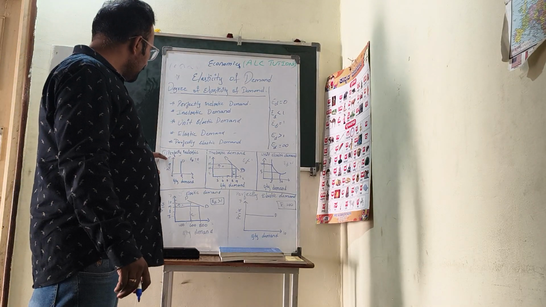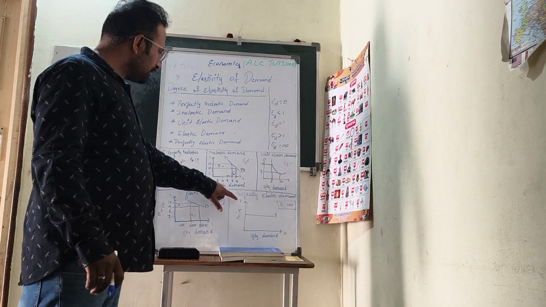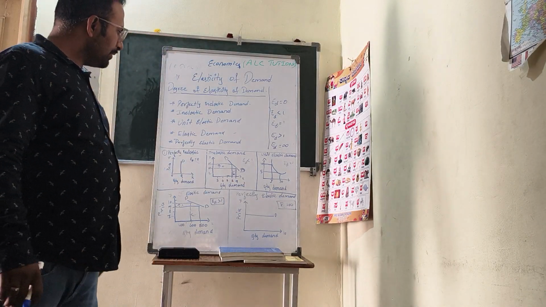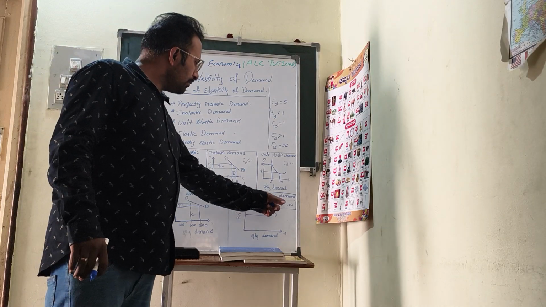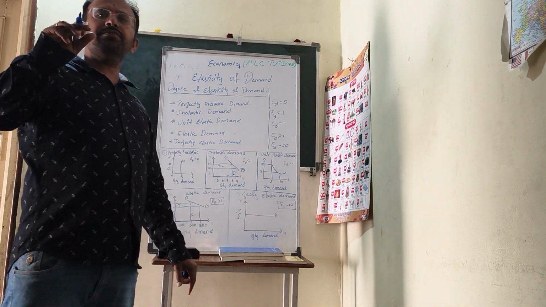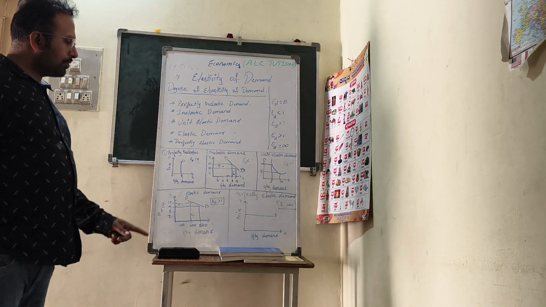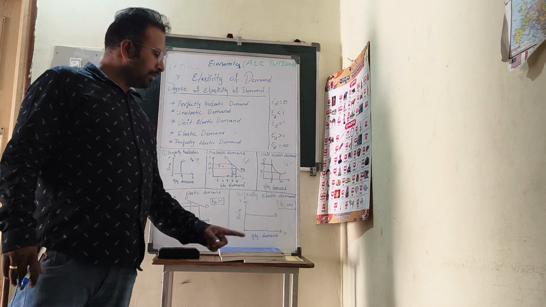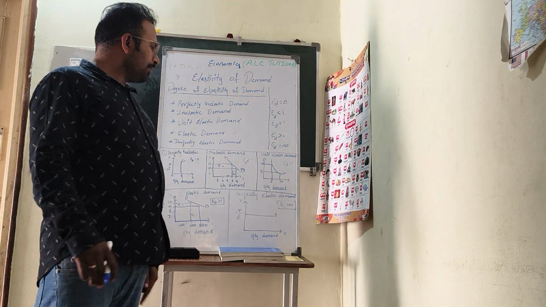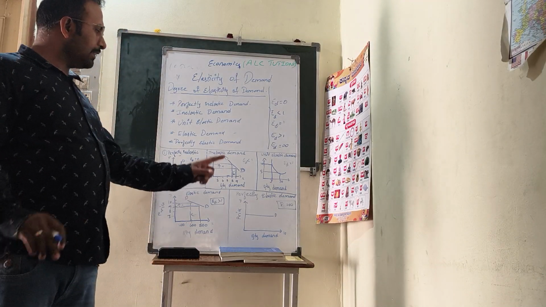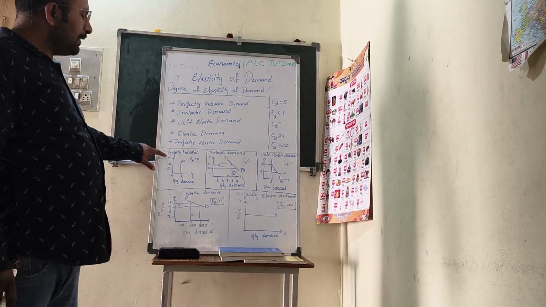Next one is perfectly elastic demand. What is this? See here, however the price changes, the demand is infinity, which means the curve goes in a horizontal shape. So we call it perfectly elastic demand. Sorry, the next one is perfectly inelastic demand.